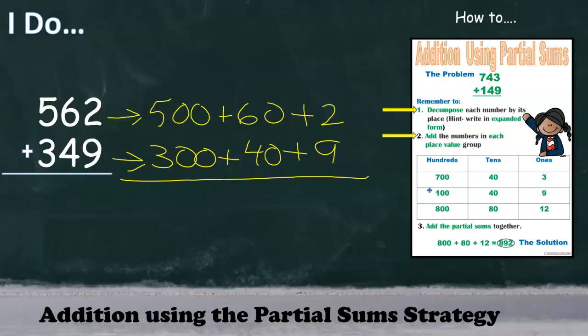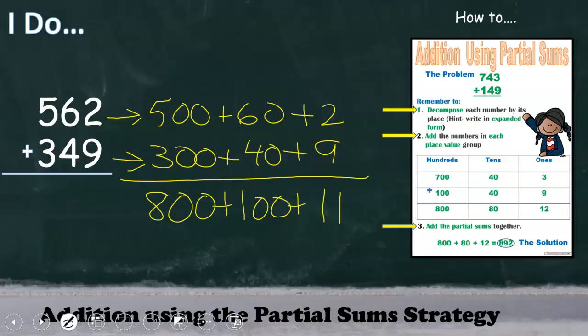Moving right along to step 2, I will now add the numbers in each place value group. Starting with the ones, 9 and 2 is 11, 60 plus 40 is 100, and then I have 500 plus 300 equals 800. Step 3, I will now add the partial sums.